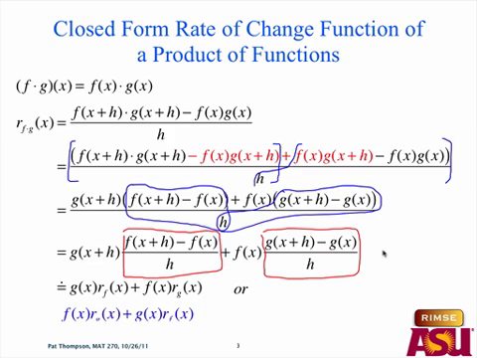So what happens as h gets very, very small? What about g of x plus h? This is g of x, right? And we know what happens when h gets small. We get the rate of change of f here. And when h gets very, very small here, we get the rate of change of g. And so we end up with this rule right here.